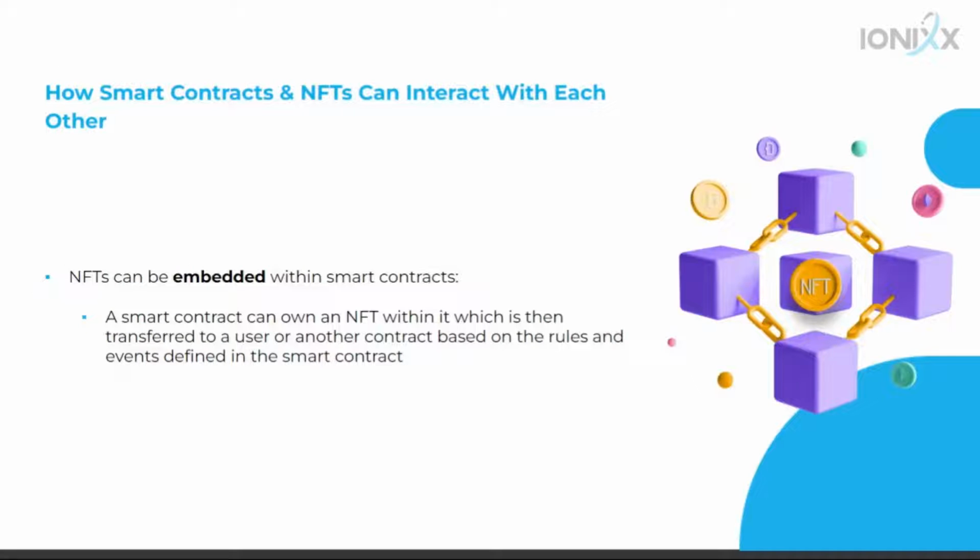So now that we've finished defining smart contracts, oracles, and NFTs, let's talk about how they can interact with each other. So the first thing is NFTs can be embedded within smart contracts. So a smart contract can hold an NFT, which means a smart contract can own an NFT within it, which is then transferred to a user or another contract based on the rules and events defined in the smart contract. So that's very important to remember.